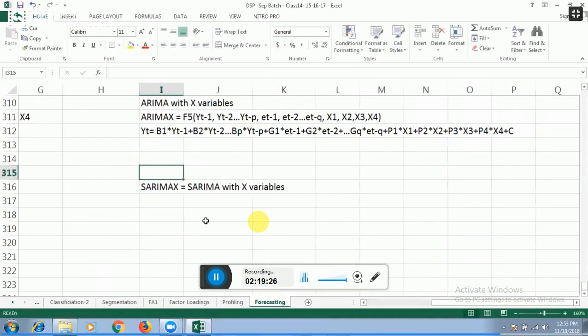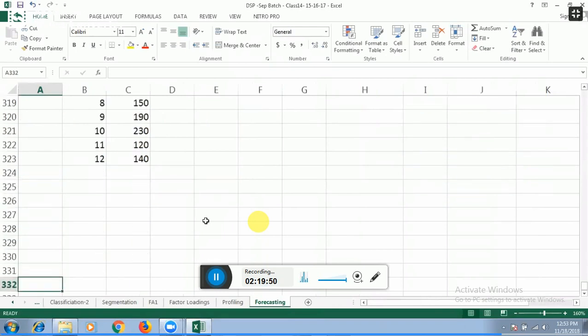So are you able to follow me? How the equations are different for different types of models? This is the ARIMA family of models: AR model, MA model, ARIMA model, ARMA model, SARIMA model, whatever you are talking about. Correct? Okay, cool. So this is what we call the ARIMA model.